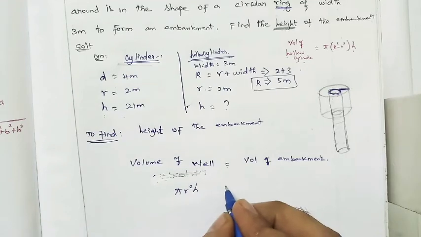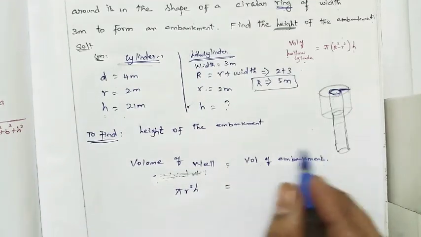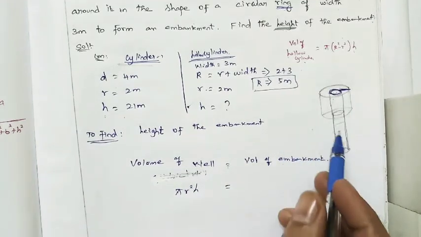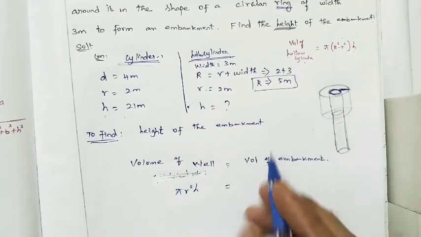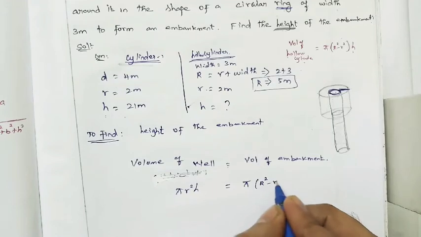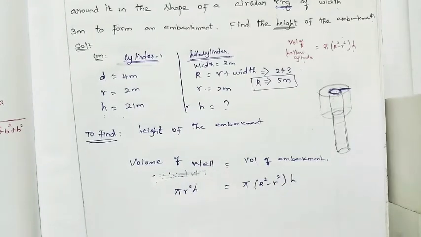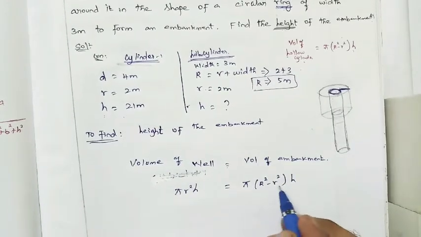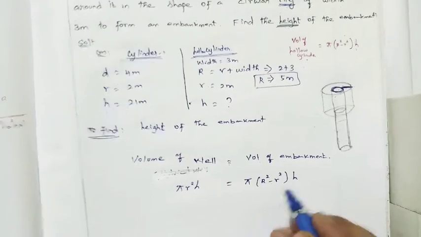Pi r square h is equal to the volume of the embankment. What is the shape of the embankment? Hollow cylinder. So what is the formula for the volume of a hollow cylinder? Pi into capital R square minus small r square into h. So what do we want to find? h alone we want to find.